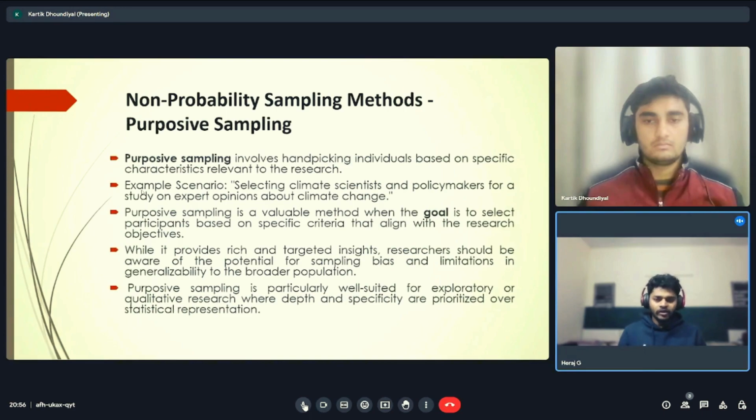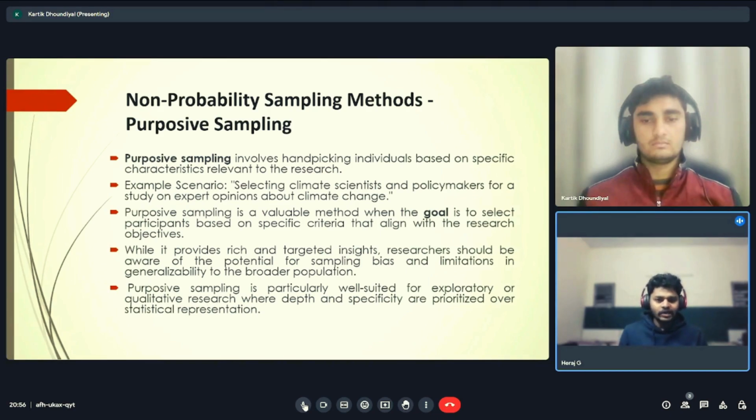Secondly, we can talk about purposive sampling. Purposive sampling is also a non-probabilistic sampling method. It involves handpicking individuals based on a specific characteristic that is very specific to the research. For example, if we talk about the climate, selecting climate scientists and policymakers for a study on expert opinions about climate change.